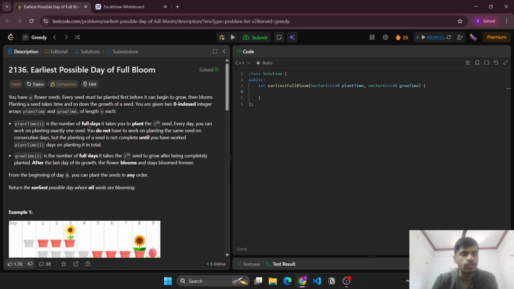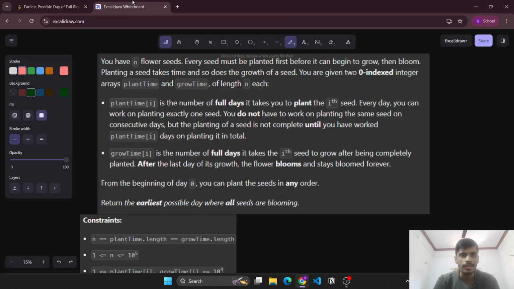Hey everyone, so let's solve this LeetCode hard problem, Earliest Possible Day of Full Bloom. The problem is pretty much on the medium side only. So let's see the problem statement.